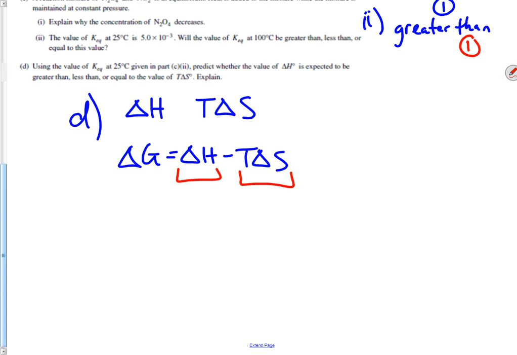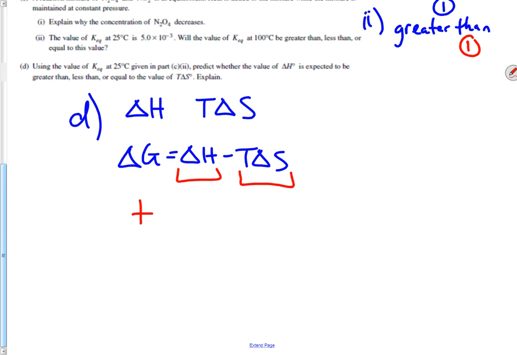Okay. So what don't I have? I don't have G, right? But I do have G. It says use the KEQ from at 25 degrees. So 25 degrees, what does that tell me about G? We already answered this once before. Is it positive or negative? K is less than or greater than 1? Is it not less than 1? So that means it's not spontaneous. So this has to be positive.